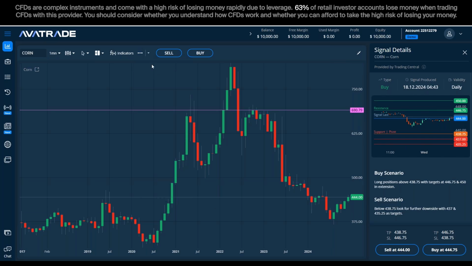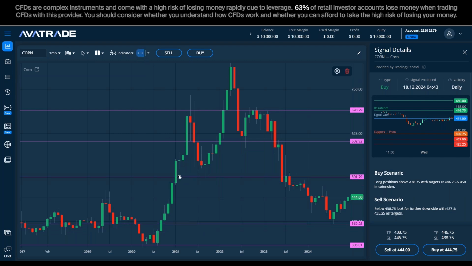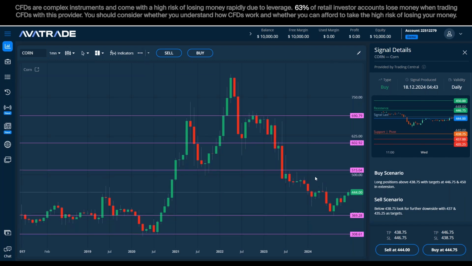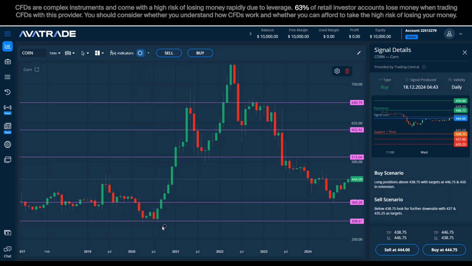Okay, so in simple words, resistance will be higher levels than my current price. So support will be lower than my current price. And there are certain levels that we can capture on the chart that can assist us with estimating basic analysis. And thank God that we have the signal, and we can just see it on the screen and copy the levels if we want to.